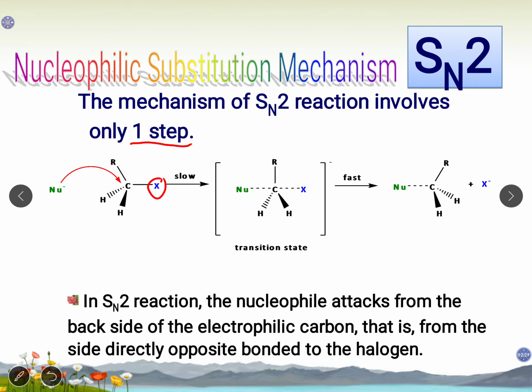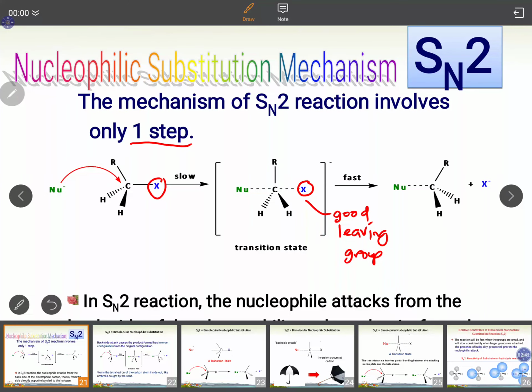So X here is a good leaving group. What does it mean by leaving group? X is a good leaving group, which is easy to leave the compound, so that the compound can form a new bond with another nucleophile.